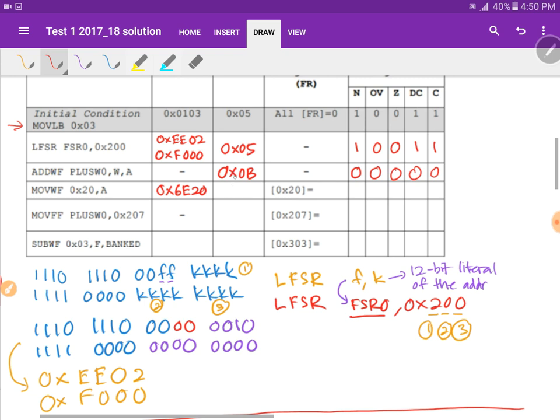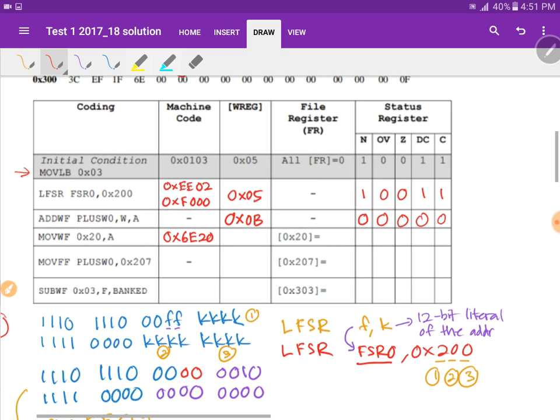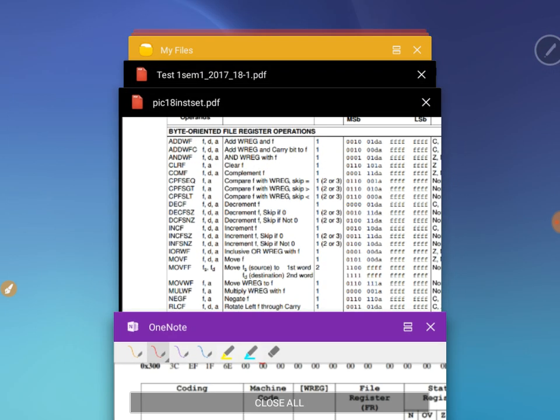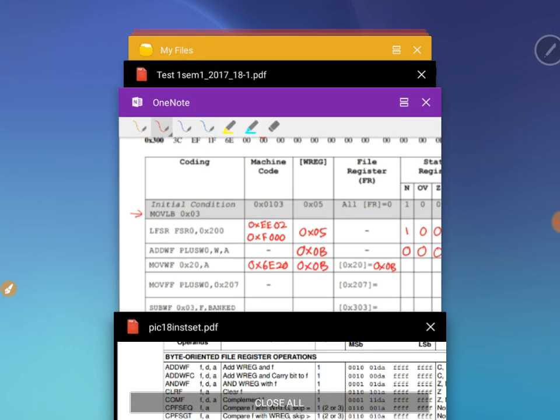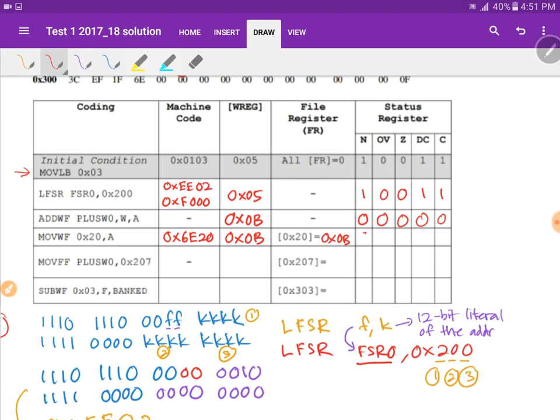So what will be the content of working register? It still remains the same, hex 0B, because you always have this principle of copy and paste. What will be the content of hex 20? We have just seen this now. It will be hex 0B, because you're moving the content of working register to hex 20. Now does this instruction affect the status register? Let's find out. This is move WF and none, so which means it doesn't affect the status register, so the answer remains the same.